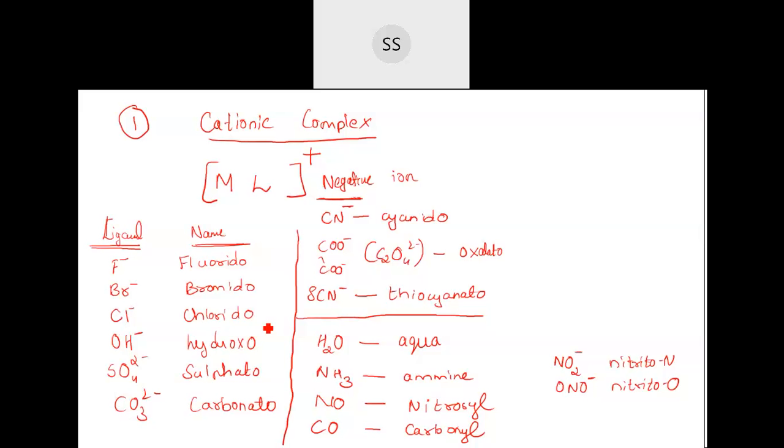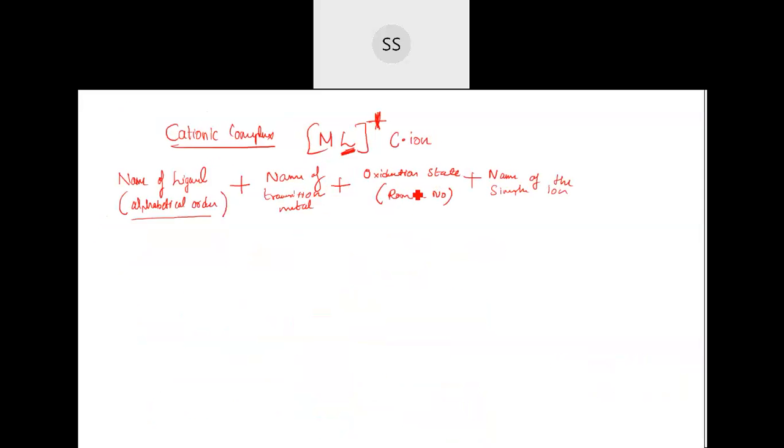Then you go to the metal part. Whatever metal is there, for a cationic complex, you write the same name for the metal, that is, the name of the transition metal. Then after that you have to tell what charge is carried by this particular metal. You have to check the charge on the metal, and that itself is the oxidation state, which you have to write in Roman numerals.